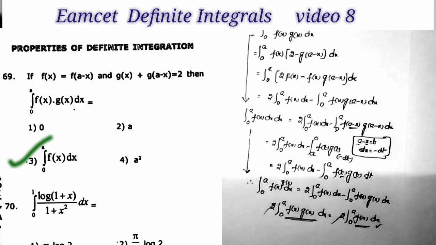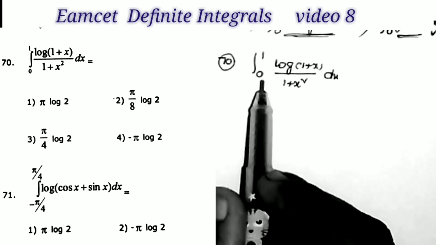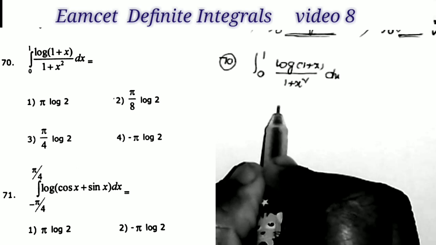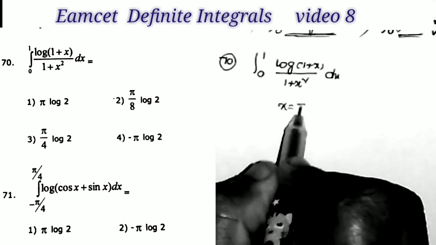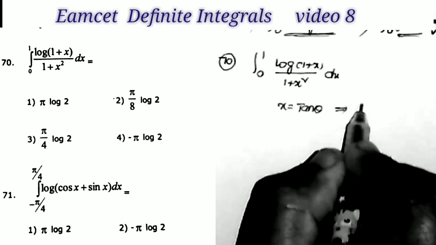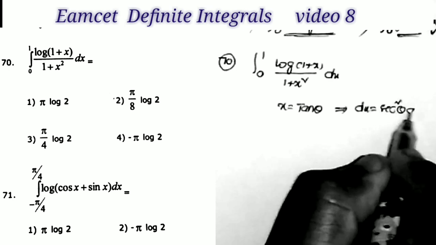That's all, and that is the third option. Now the next problem is sum number 70, integral 0 to 1 log of (1 plus x) by (1 plus x square) into dx. To solve this question, first I replace x is equal to tan theta in the given question. Then what is the dx value? dx is equal to secant square theta into d theta.